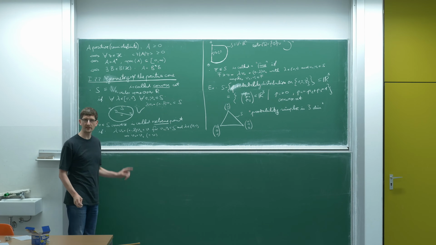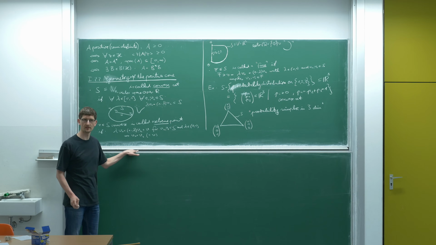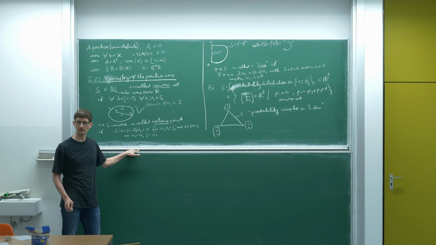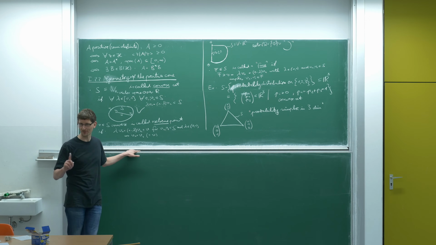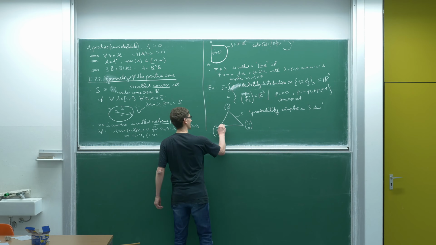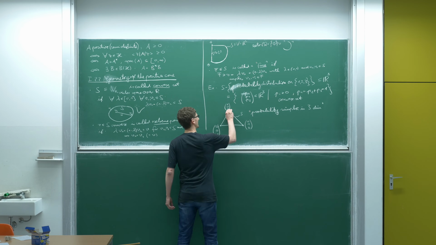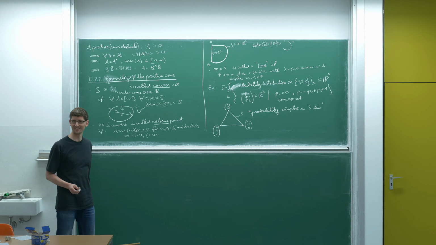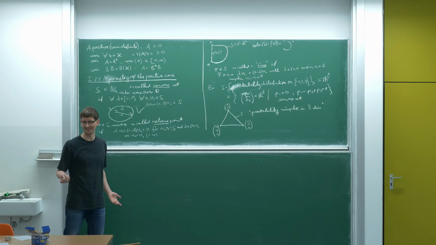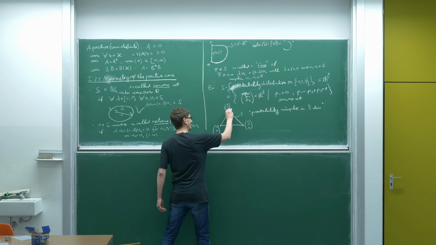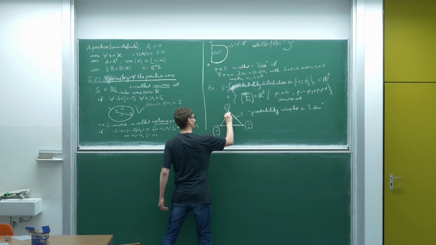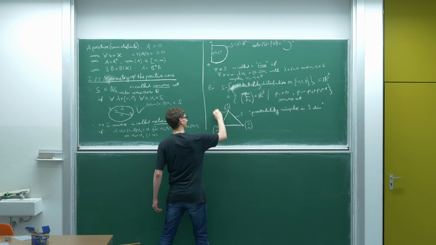Okay, what are the extreme points of this set? Does anyone want to answer? The corners. So there are 3 extreme points. That's right. And the faces? I guess it's quite obvious, okay? So these are the three faces of the set. So these are the extreme points.